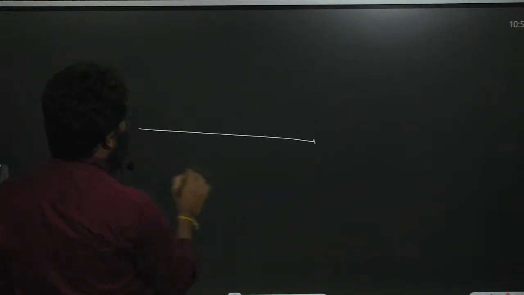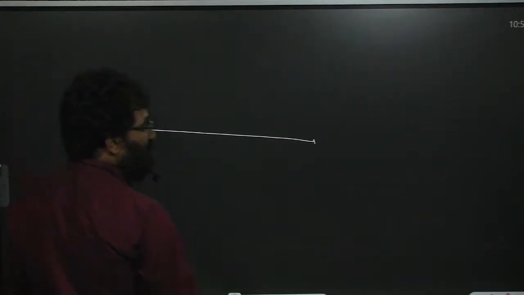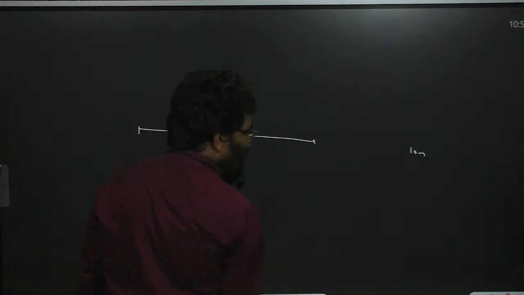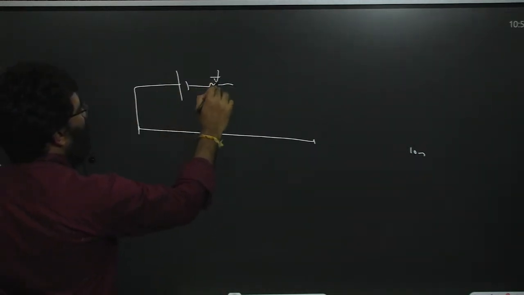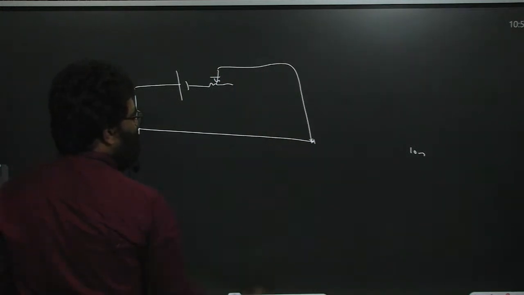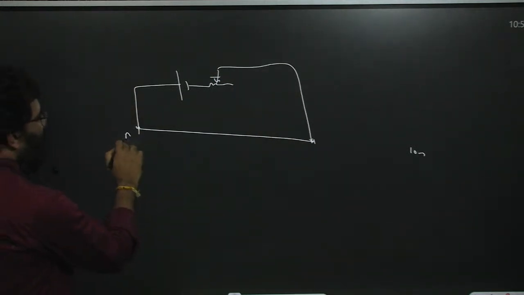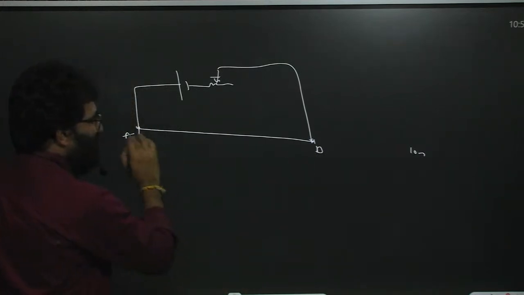Now next, potentiometer. Potentiometer is very important now. This is a potentiometer, wire length will be 10 meters, 10 meters practically. This is a primary circuit. We are connecting a primary battery. Rheostat can help to change the potential gradient across the wire A and B. This is a primary circuit. The length of the wire is L.